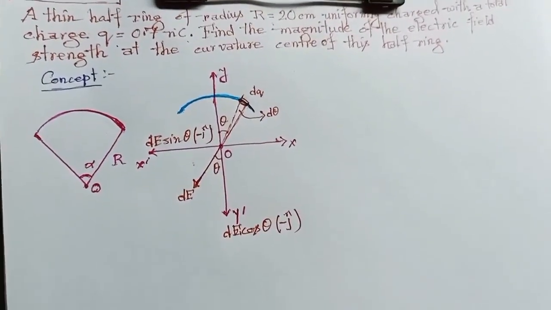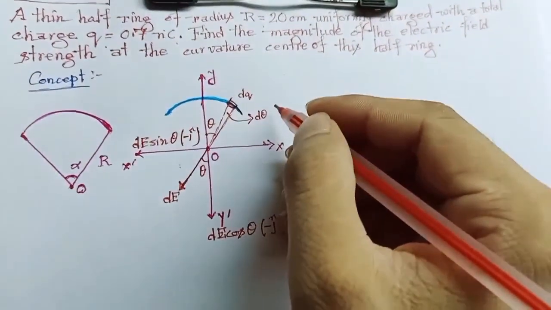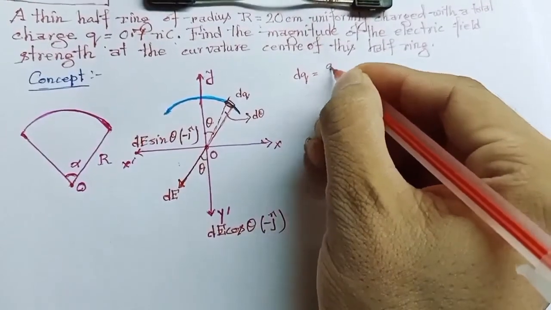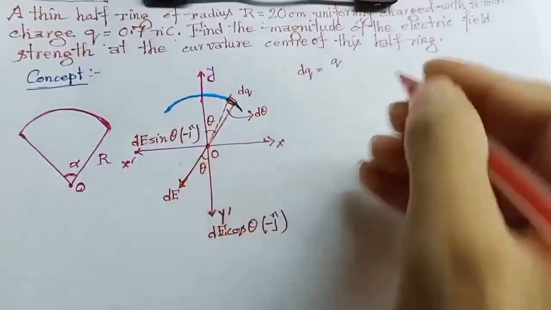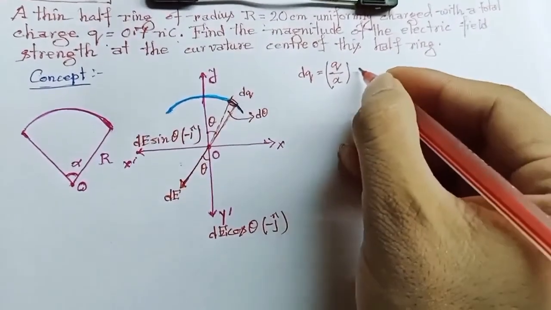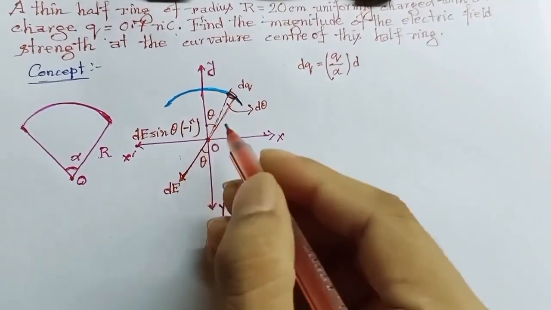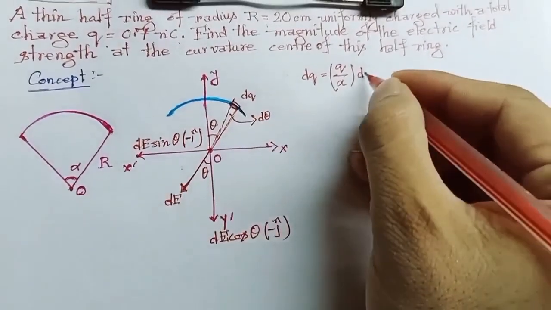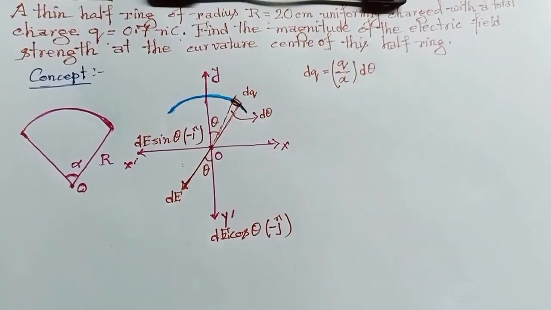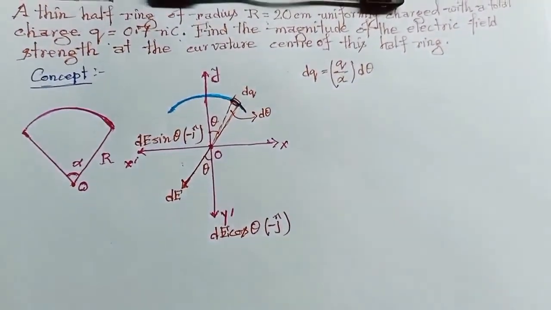Now in vector notation, first of all this dq can be represented as the total charge q divided by the total angle. This total angle is equal to alpha. So dq will be q divided by alpha, into the angle subtended at the center of the ring by this small segment dq, that is d theta. Now we can write dq equal to q divided by alpha into d theta.